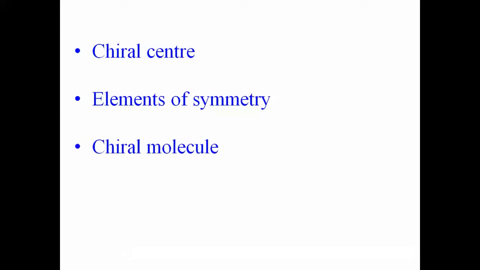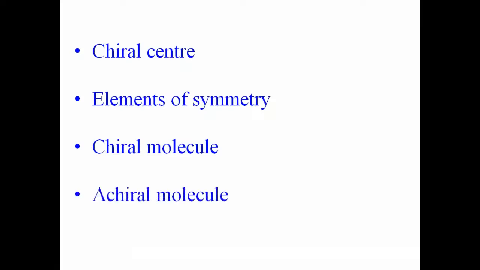Now, what is meant by a chiral molecule? Suppose a molecule has a chiral center and does not have any element of symmetry, then that molecule is a chiral molecule and it is optically active. Such compounds are optically active compounds.